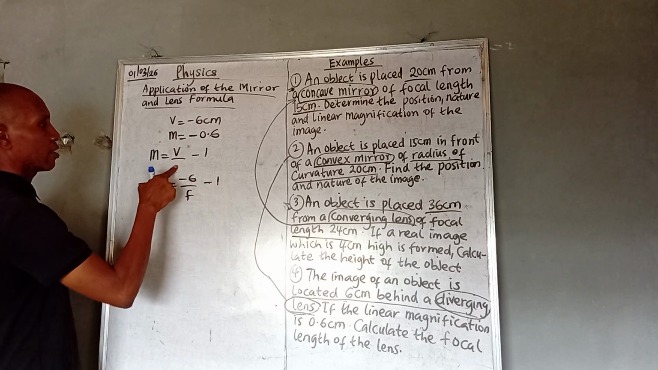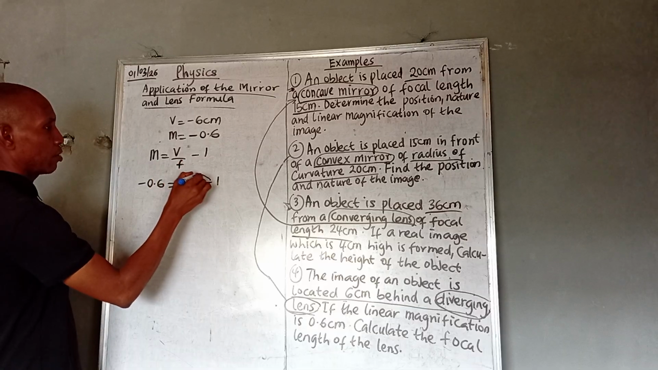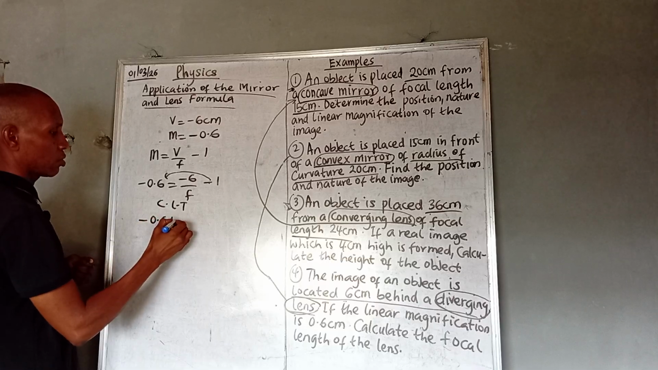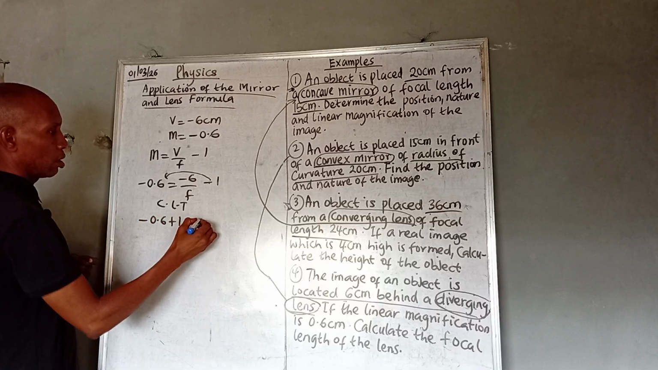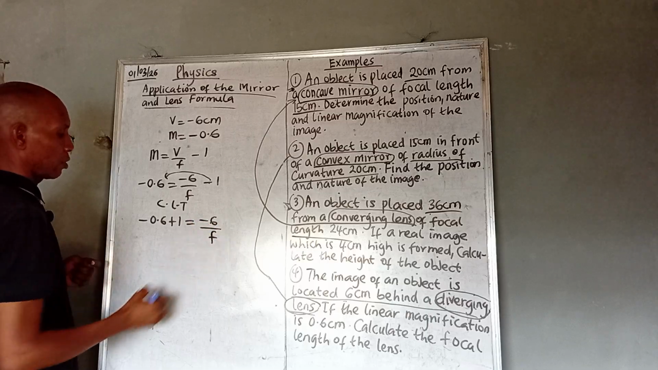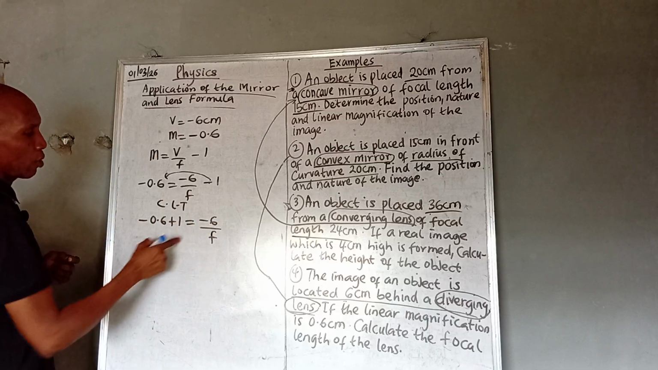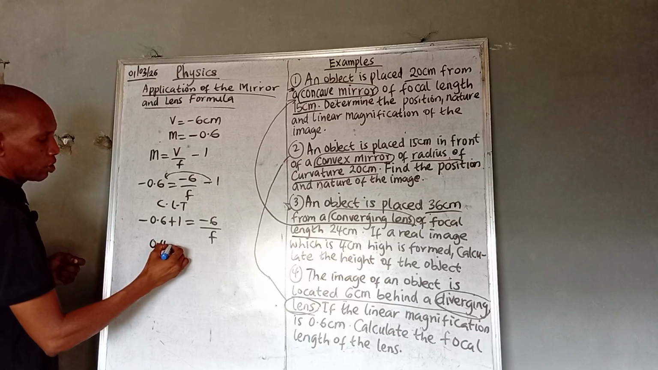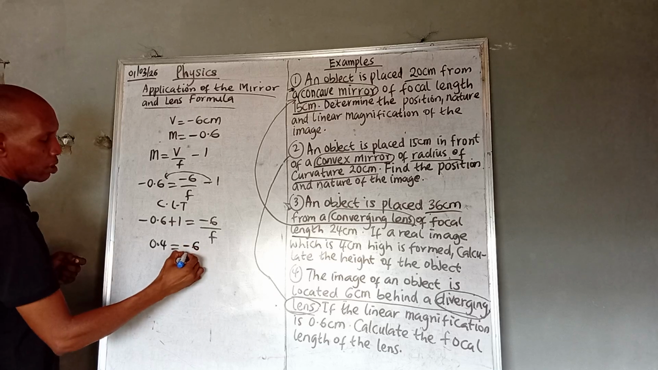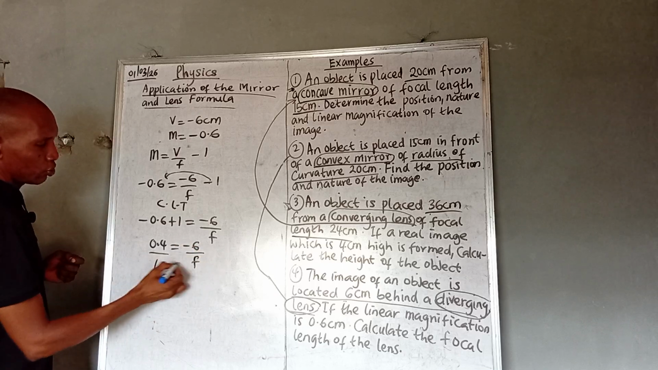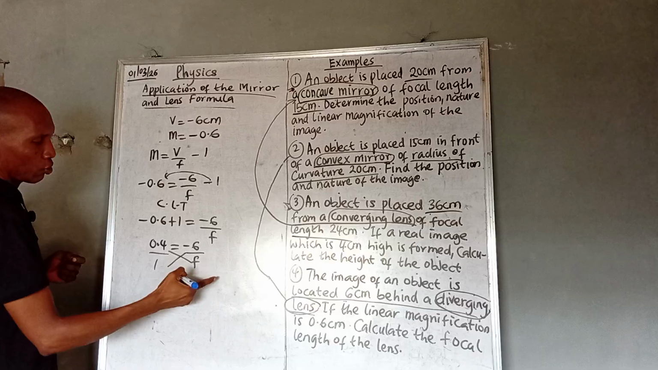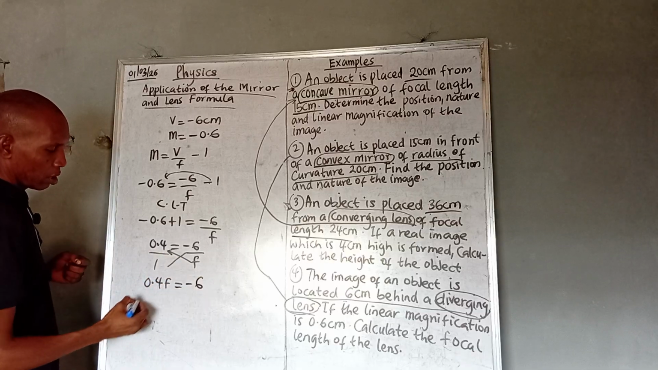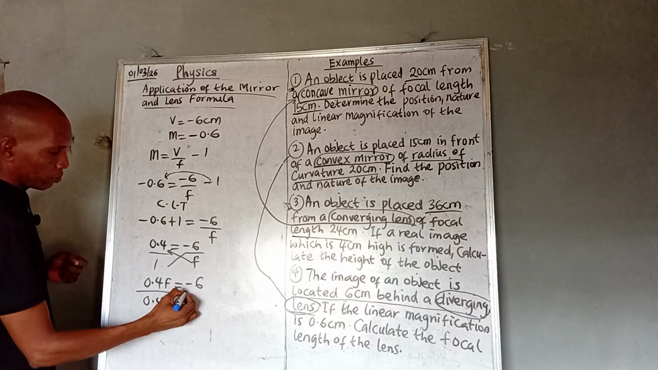So we can collect like terms. Just move the minus 1 to the left. We are going to have minus 0.6 plus 1 is equal to minus 6 all over F. Now minus 0.6 plus 1, use your calculator, you are going to have 0.4. 0.4 is equal to minus 6 all over F. Then what do we do? We have to cross multiply. You are going to have 0.4F is equal to minus 6. Divide both sides by 0.4.